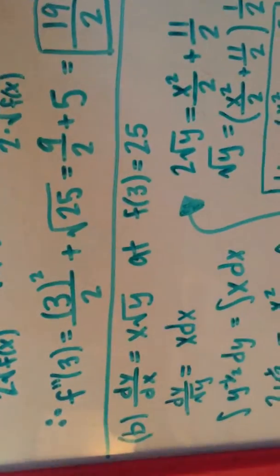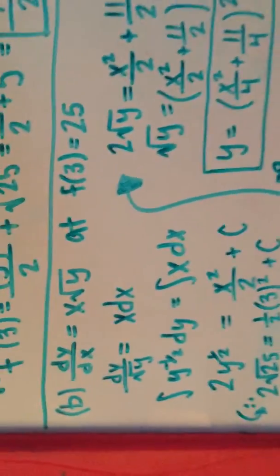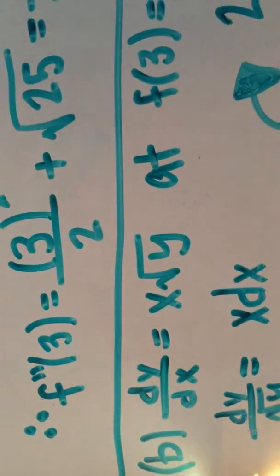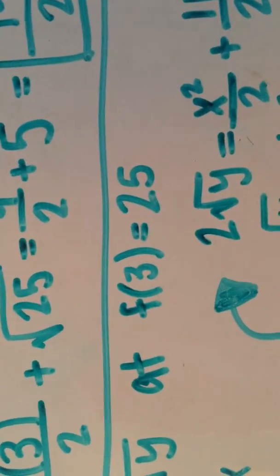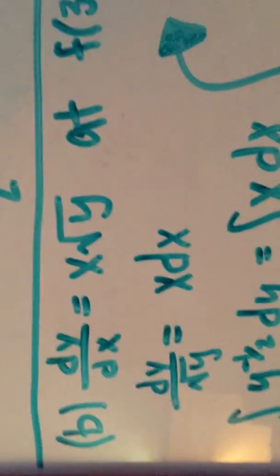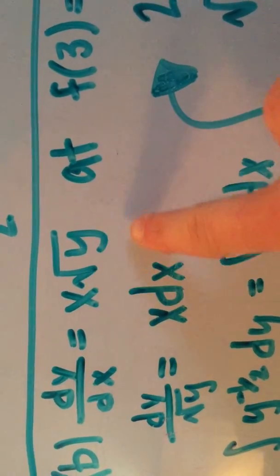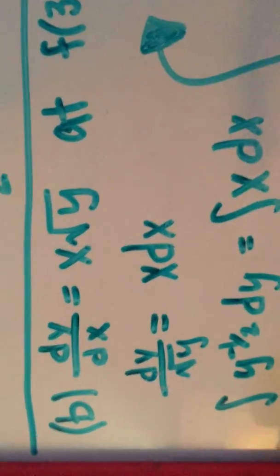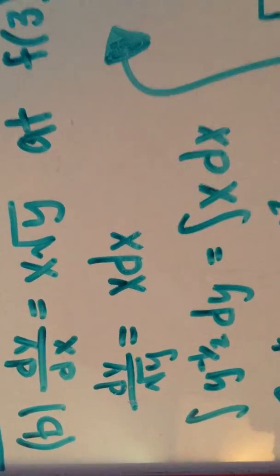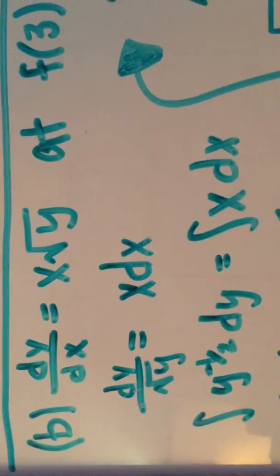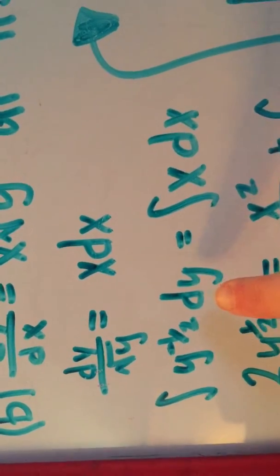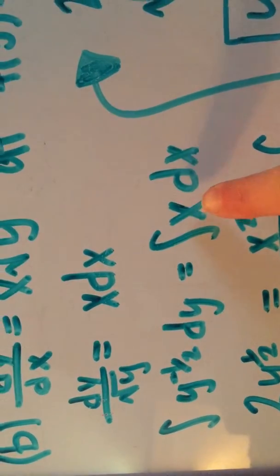Then moving on to B, we are asked to solve dy/dx, which equals x times the square root of y, with f of 3 equals 25. First, you have to cross multiply. You bring the dx over to this side, and you bring the radical y over to this side. So you're left with dy over the square root of y equals x times dx. Then from that you integrate. I rewrote this term, bringing it up to the top, so it becomes the integral of y to the negative 1/2 dy equals the integral of x dx.